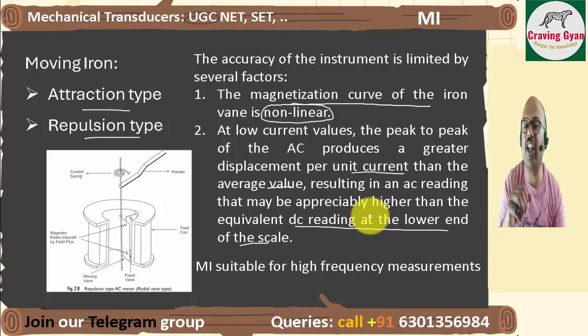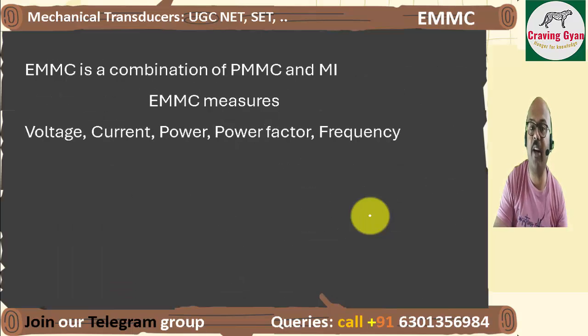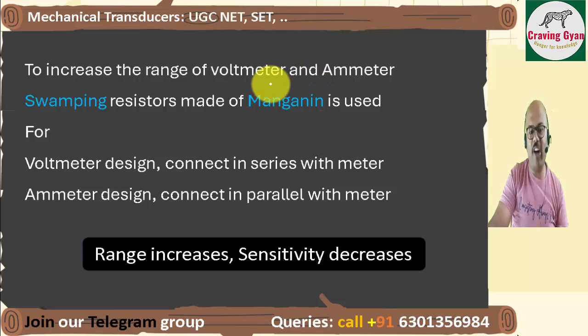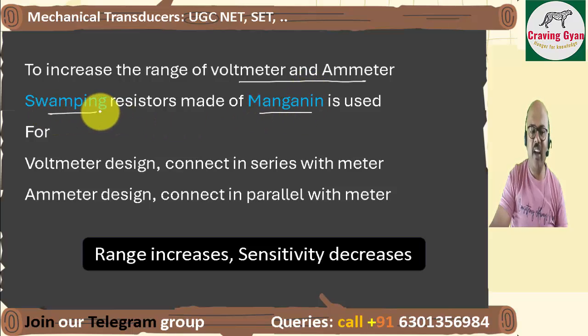Low frequency, it is not in the position to measure. One important parameter you should try to remember: if you want to increase the range of a voltmeter or an ammeter, we are going to make use of swamping resistors that are made up of manganese.